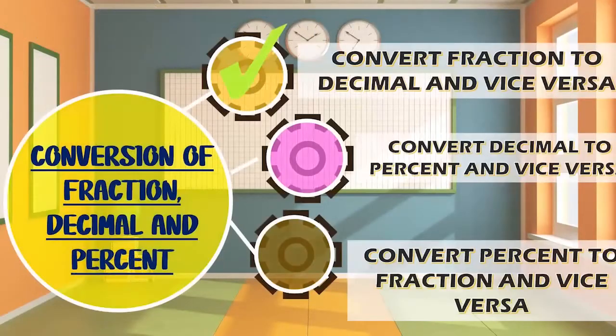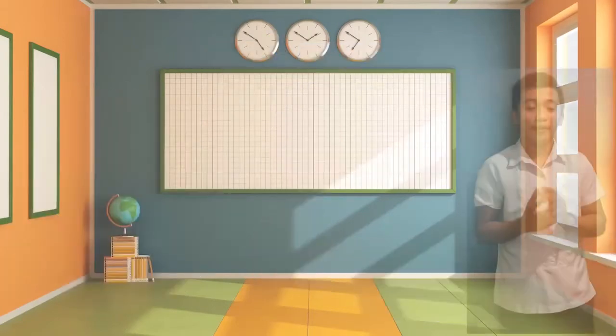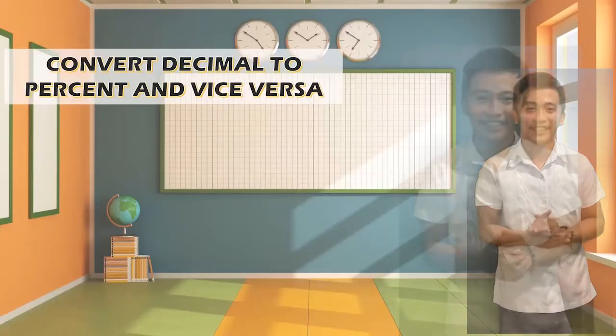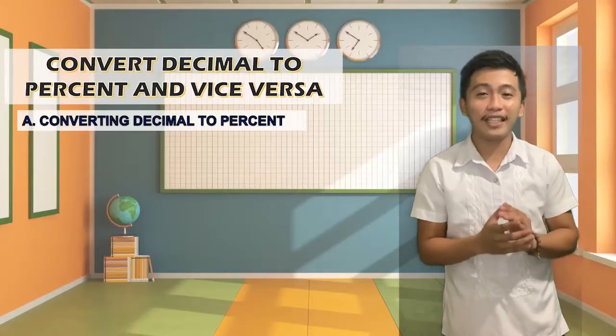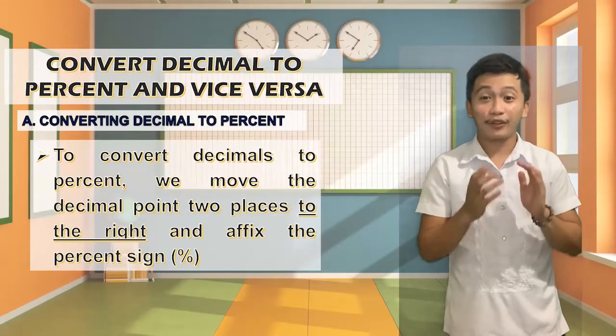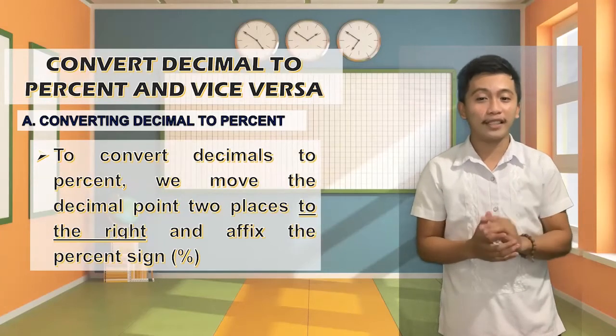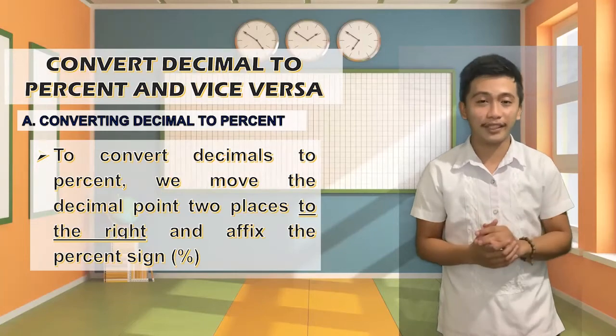Now we are done with converting fraction to decimal and vice versa. Let us now proceed to our second topic, which is converting decimal to percent and vice versa. So let's have first converting decimal to percent. To convert decimal to percent, we move the decimal point 2 places to the right and affix the percent sign.